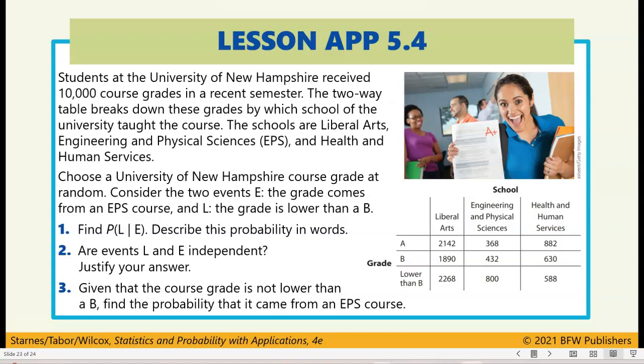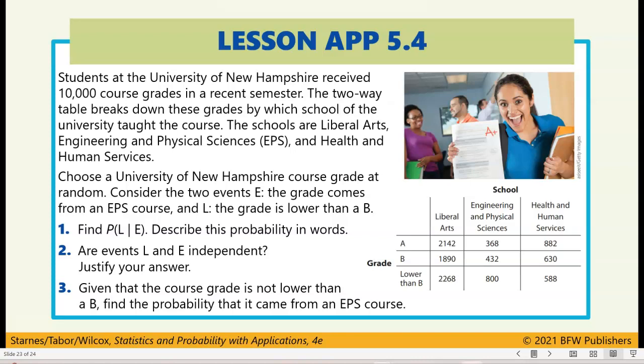Students in New Hampshire received 10,000 course grades in a recent semester. The two-way table breaks down those grades. Okay, so we have all the data. Choose a University of New Hampshire course grade at random. E is the grade that comes from an EPS course. L is the grade that is lower than a B. Ooh. Okay, so find the probability that you have a grade lower than B, given that you are taking an EPS course. That's what you would say in words.